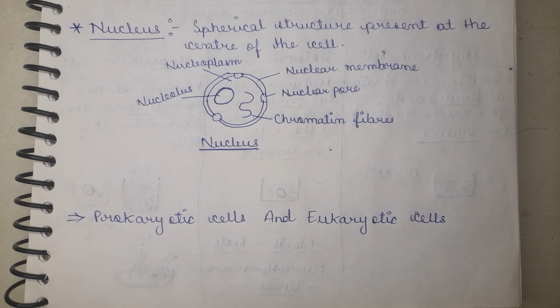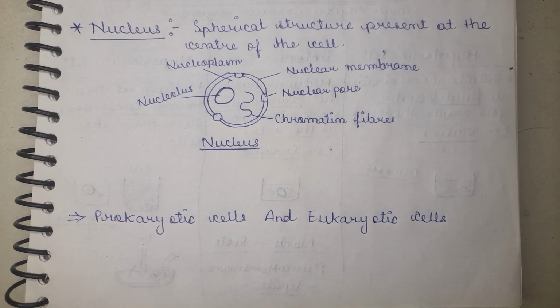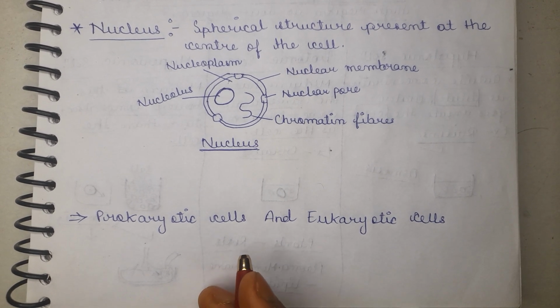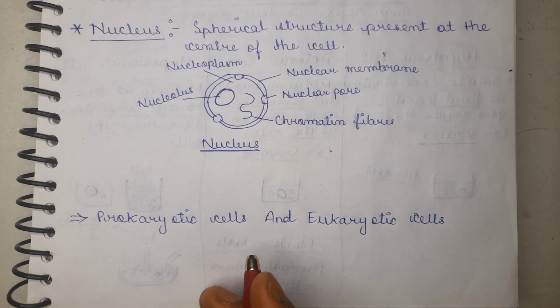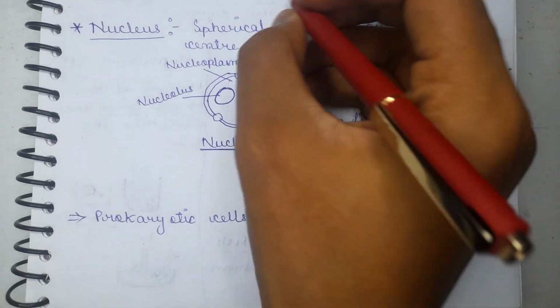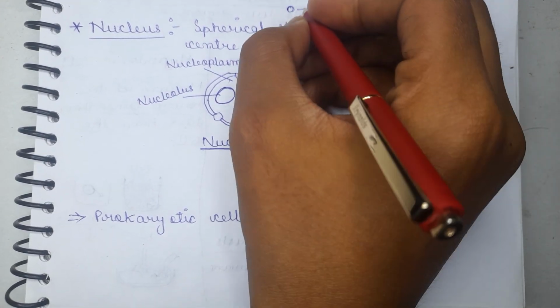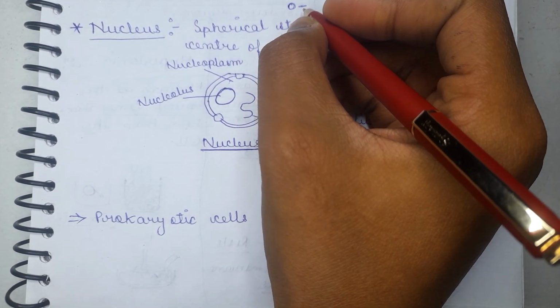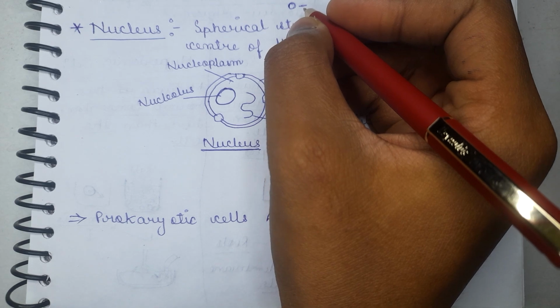Hello everyone, in this video we will talk about the nucleus. First of all, what does nucleus mean? We all know that every matter consists of molecules, and the molecules consist of small tiny particles called atoms. And in the structure of atoms, there is a central part called the nucleus.